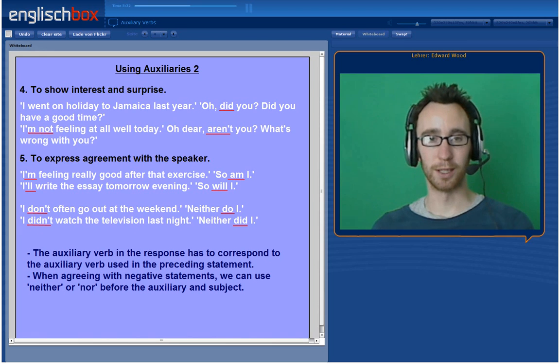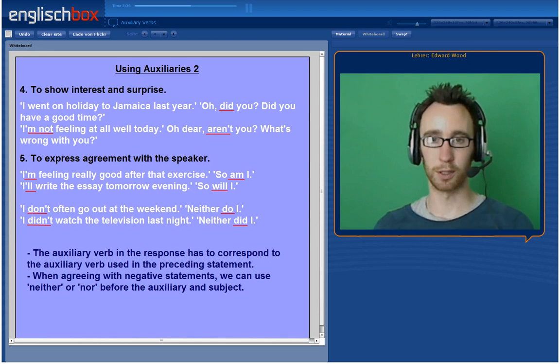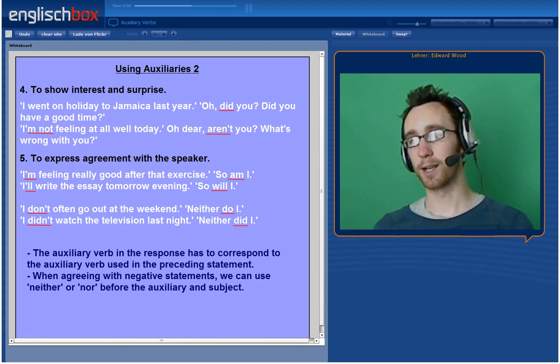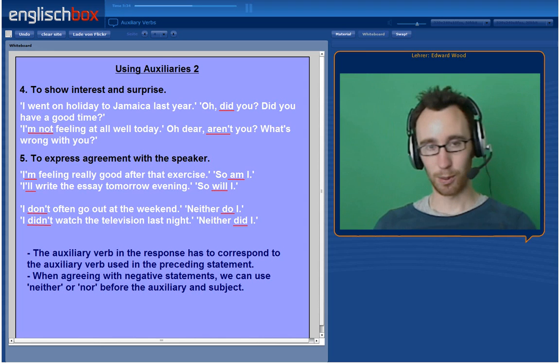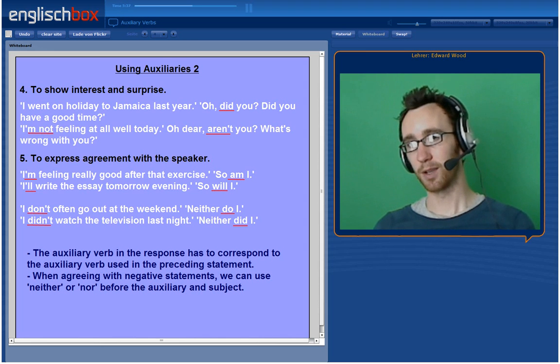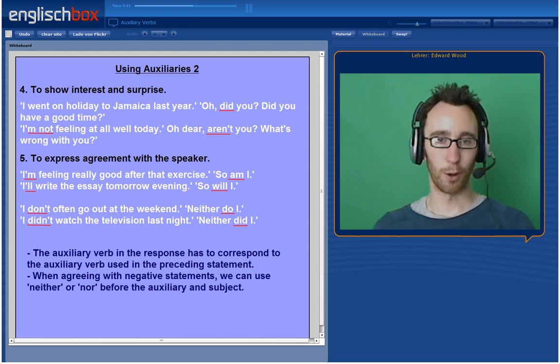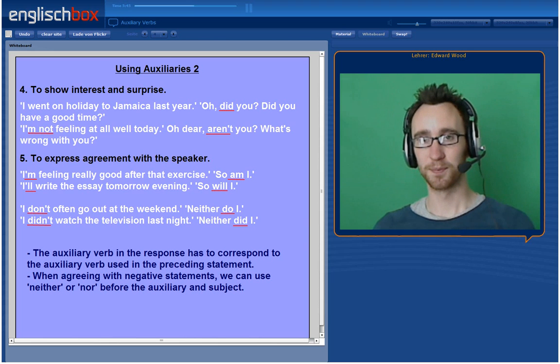Okay, moving on to the next slide, and two more situations in which we can use these auxiliaries without main verbs to show interest or surprise in the conversation, to help the conversation flow. I went on holiday to Jamaica last year. Oh, did you? Did you have a good time? I'm not feeling at all well today. Oh dear, aren't you? What's wrong with you?